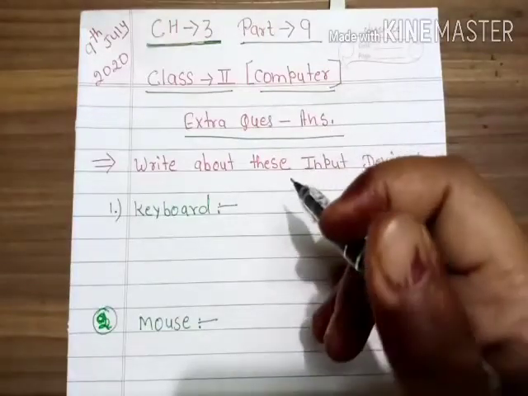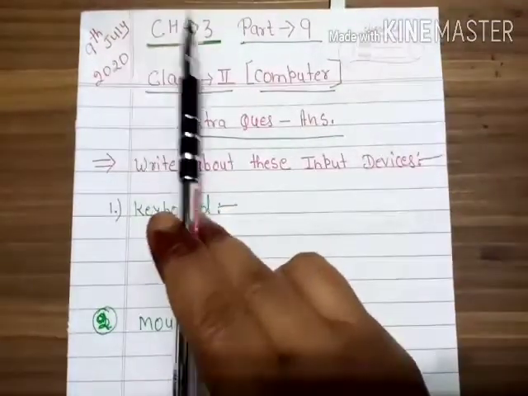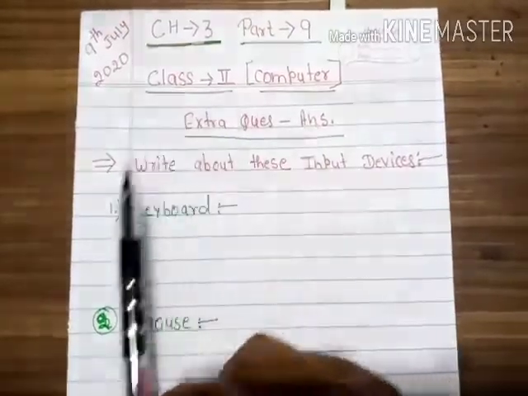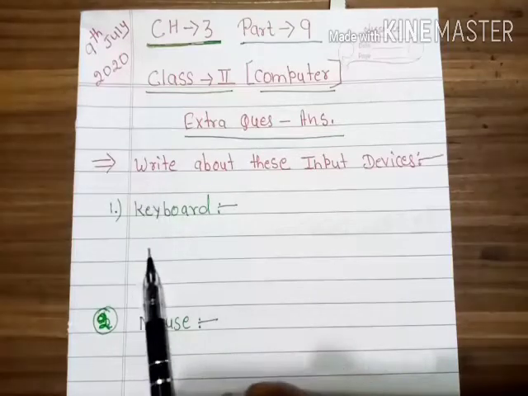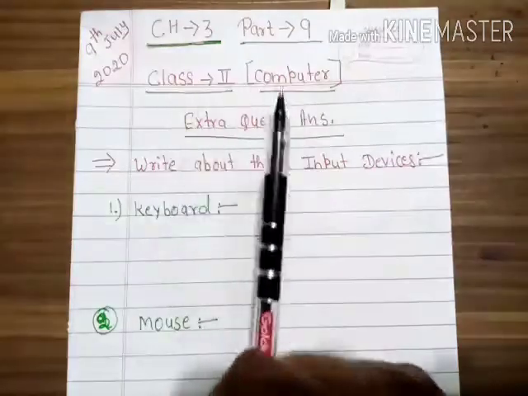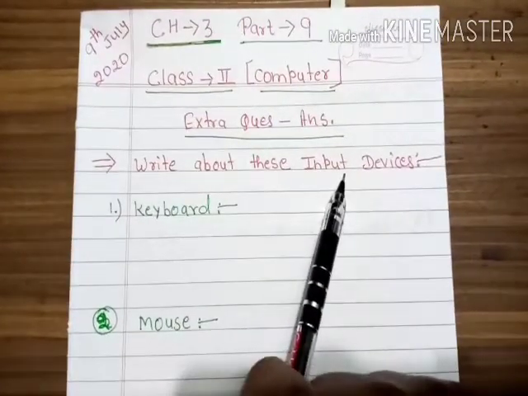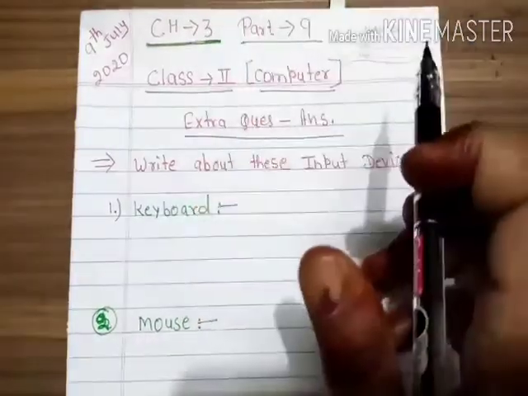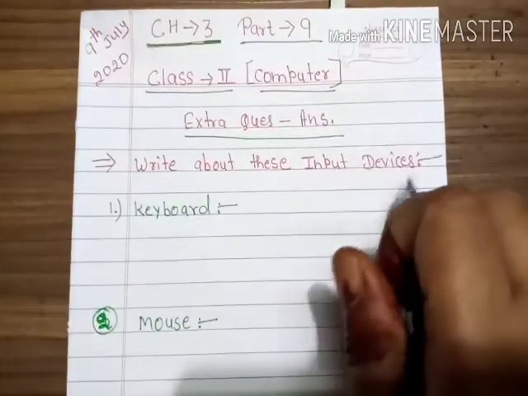First of all, take out your computer copy, write down there today's date, chapter number 3, and then extra question answers. As you can see, I have already written here the questions I have prepared for you inside the chapter which you have to learn. The first question is, write about these input devices. The name of this chapter is input and output devices.